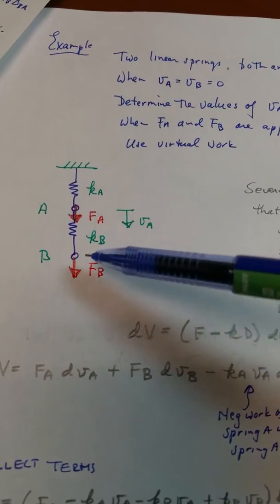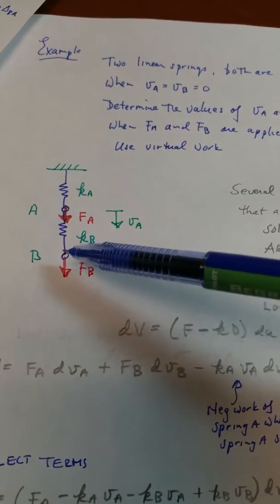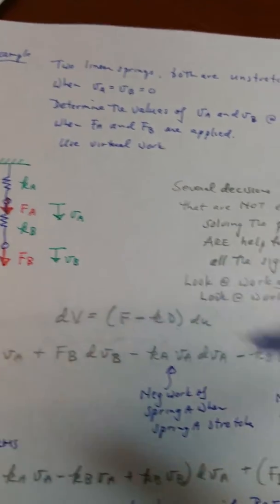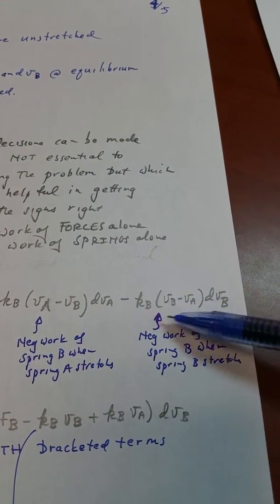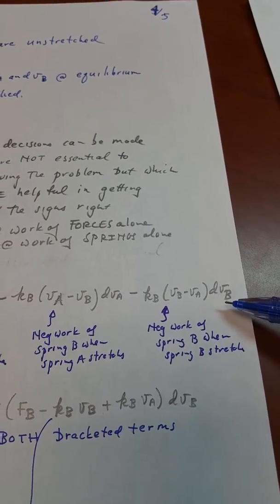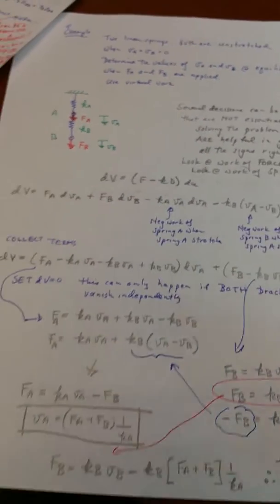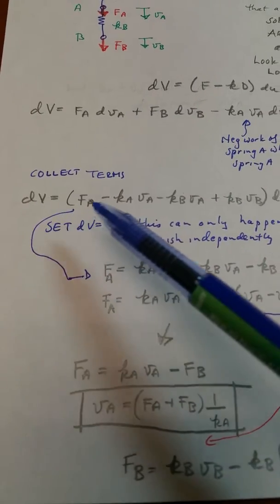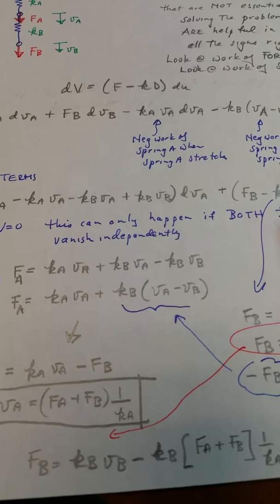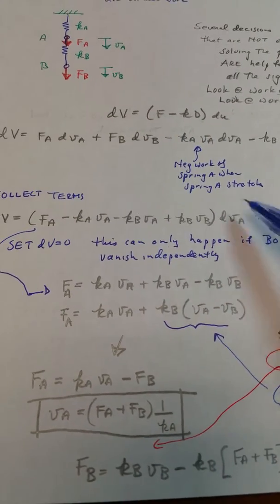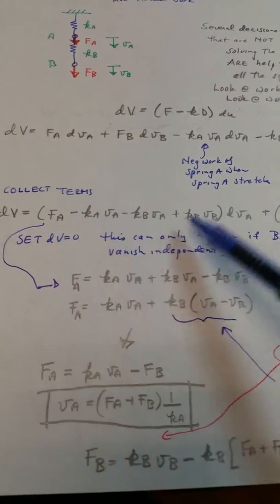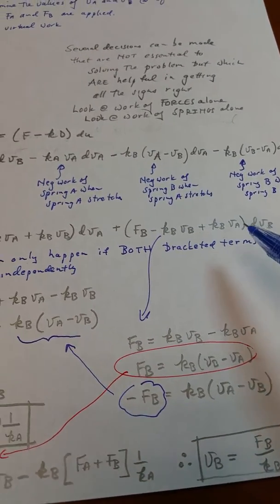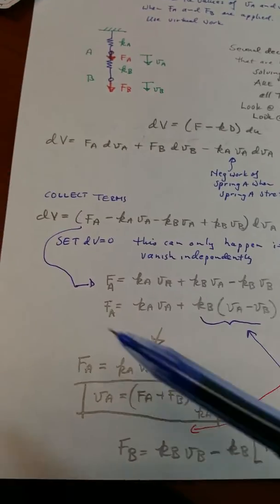So what do you think that should look like? When spring B stretches, you might hit pause and try to answer this. It's VB minus VA. So I have KB times VB minus VA times that virtual displacement dVB. So we can just collect some terms here, just bringing everything out into one big expression. And I grouped all the VA terms together, and I grouped all the VB terms together. So again, you might hit pause just to make sure that you got all that down.